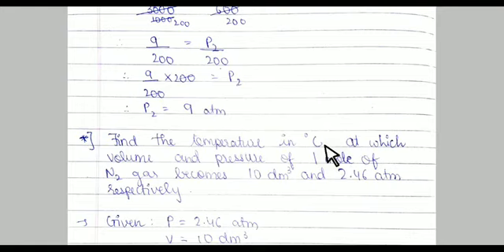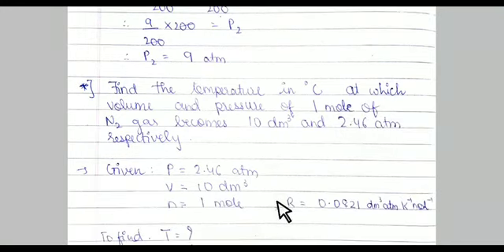It is in degrees Celsius at which the volume and pressure of 1 mole of nitrogen gas means we have to take 1 mole of nitrogen gas. 1 mole means number of moles, n. Nitrogen gas becomes 10 decimeter cube. Decimeter cube means volume. And 2.46 atmosphere. Atmosphere means pressure. So pressure is 2.46 atmosphere, volume 10 decimeter cube, number of moles 1.